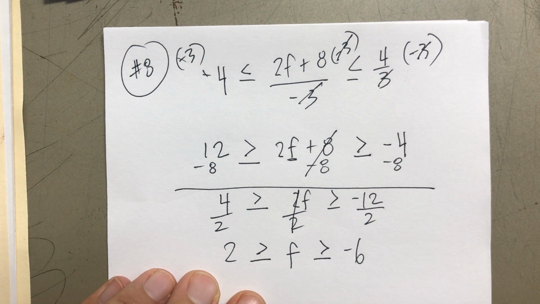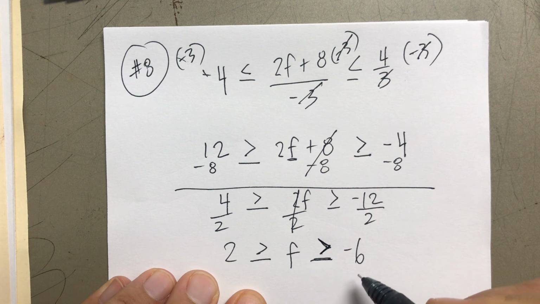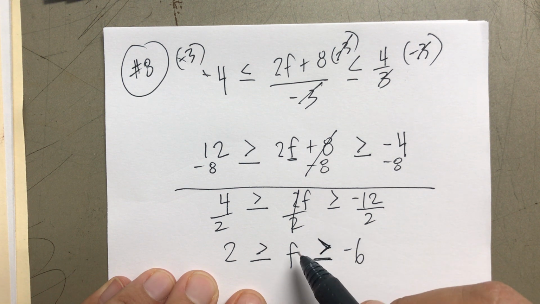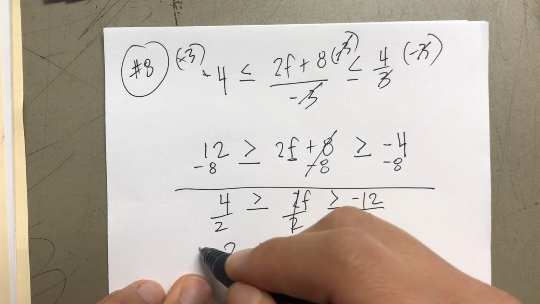So find the answer choices that have that. And it is reversed on each side, but remember, as long as the signs are facing the correct way, that f is less than 2, which f is less than 2, you got it. And so C is the correct answer.